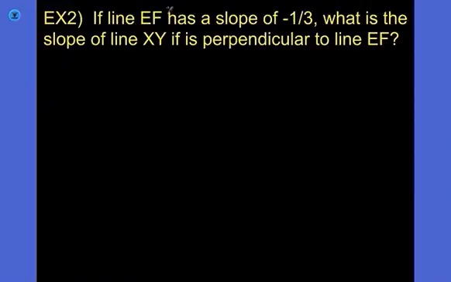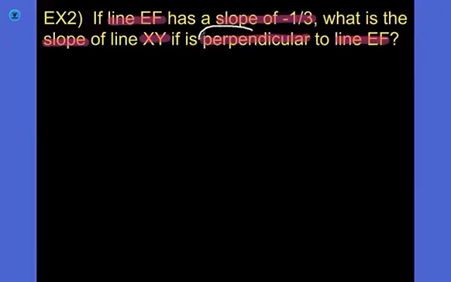For example 2, if line EF has a slope of negative 1/3, what is the slope of line XY if it is perpendicular to EF? So again, I have to pick out the things that are important. So it's important that line EF has a slope of negative 1/3. And it's important that it's asking me for the slope of XY if it is perpendicular to line EF.